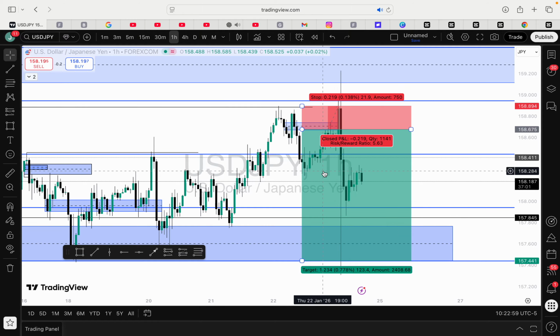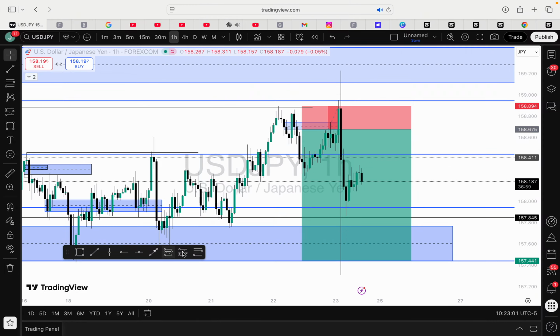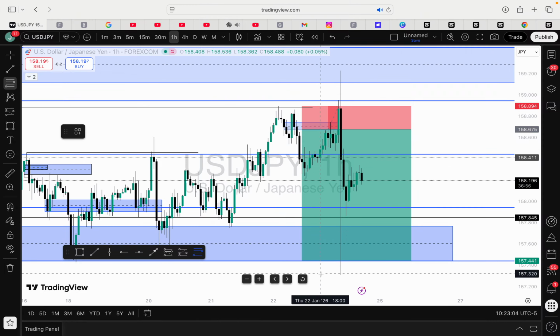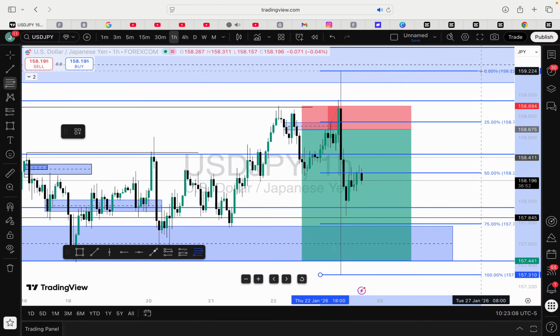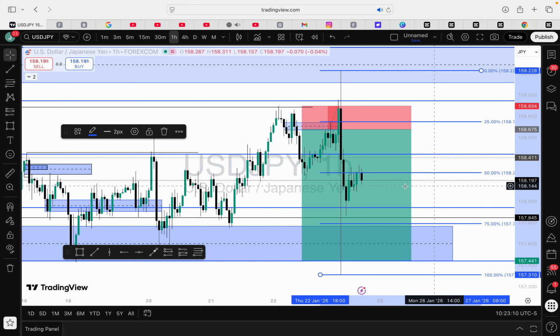So waiting for the midpoint. I think midpoint is around here. You can also check. Normally price accumulates at the middle. That's one thing I'm sure of.